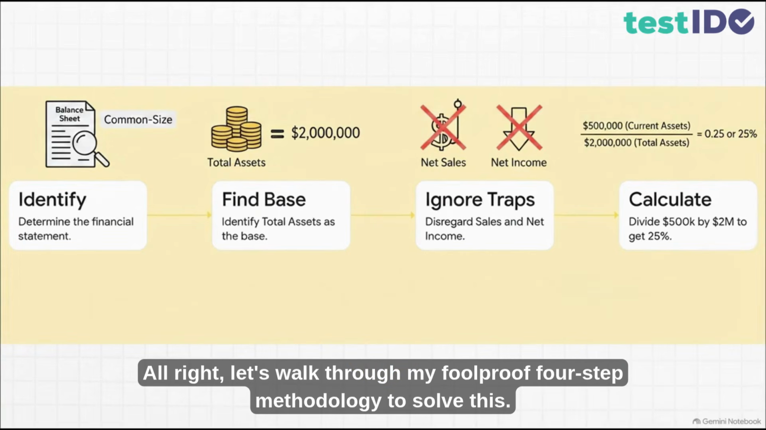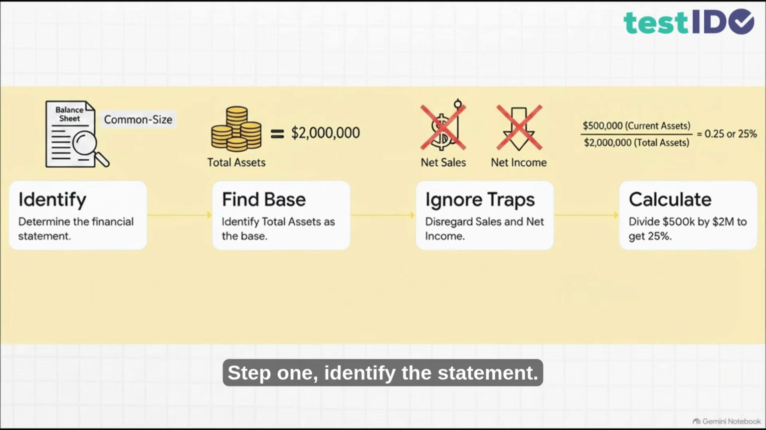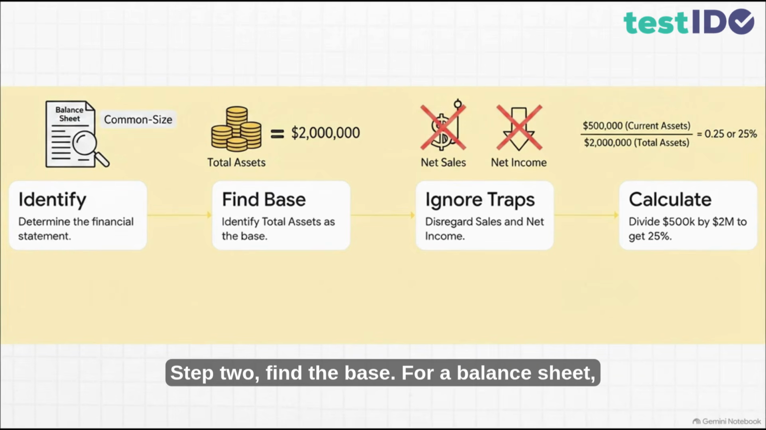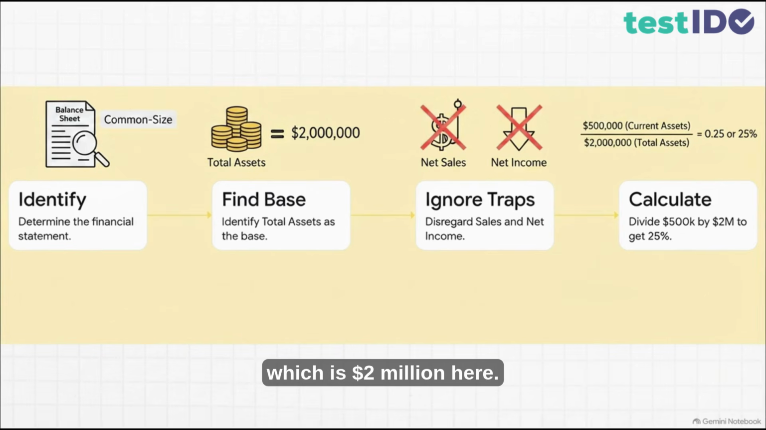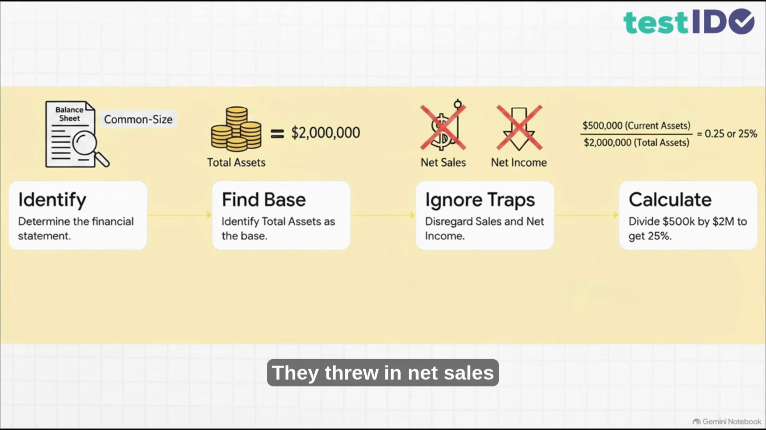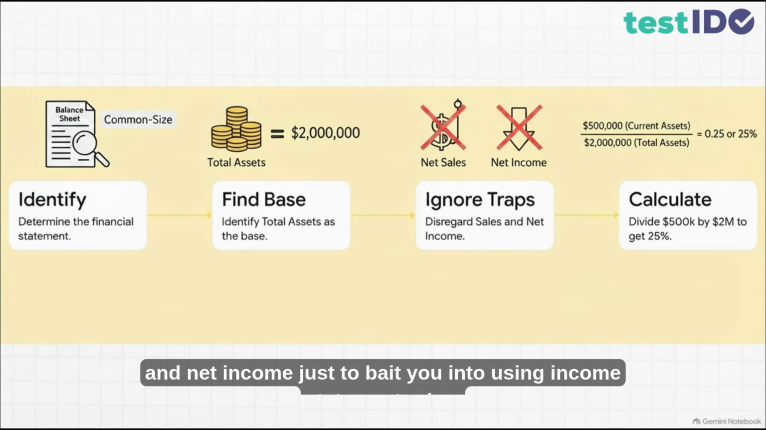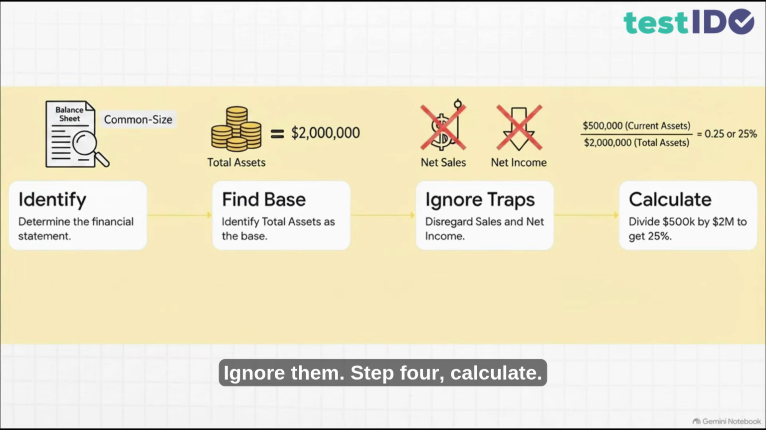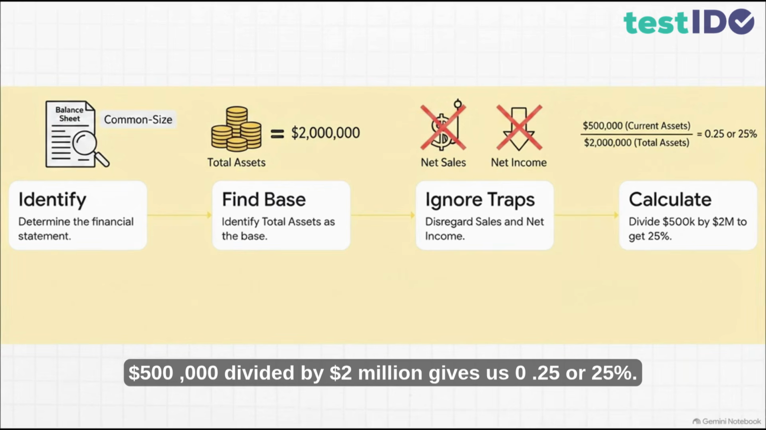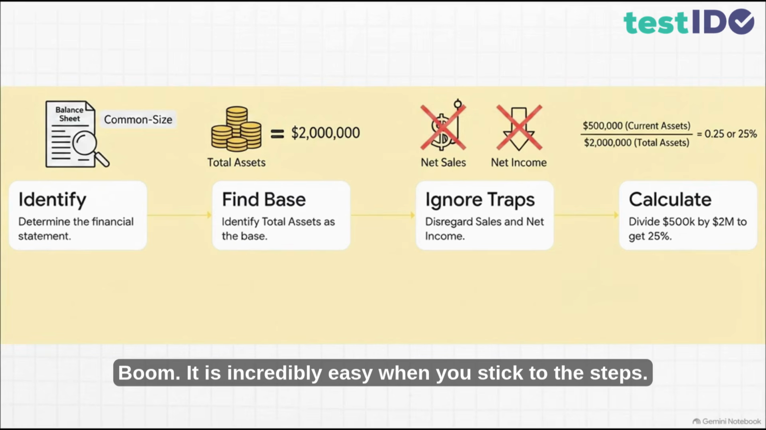All right, let's walk through my foolproof 4-step methodology to solve this. Step 1, identify the statement. The question specifically asks for a common-size balance sheet. Step 2, find the base. For a balance sheet, our golden rule says the base is total assets, which is $2 million here. Step 3, and this is absolutely crucial, ignore the distractors. They threw in net sales and net income just to bait you into using income statement rules. Ignore them. Step 4, calculate. We take our line item, current assets at $500,000, and divide it by our base, total assets at $2 million. $500,000 divided by $2 million gives us 0.25 or 25%. Boom. It is incredibly easy when you stick to the steps.